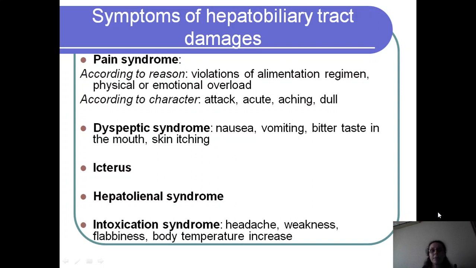And sometimes enlargement of liver and spleen is so remarkable that it may be easily detected by eye when you are just looking at the child. You don't need to specifically palpate the abdomen in order to find out. You don't need to carry out ultrasound, but they are so large that you can see them in general inspection. And finally, again, intoxication syndrome, I will repeat it one more time. It contains absolutely non-specific signs, which include headache, weakness, flabbiness, body temperature increase.